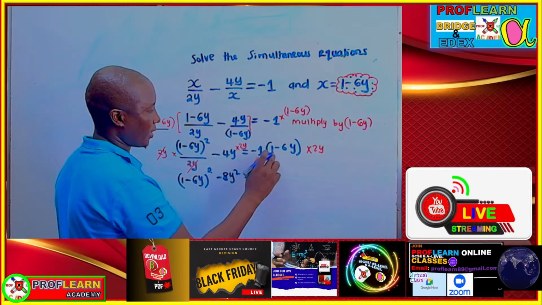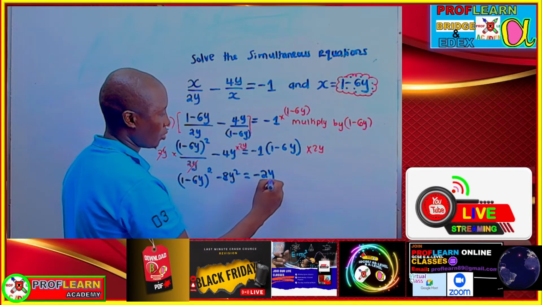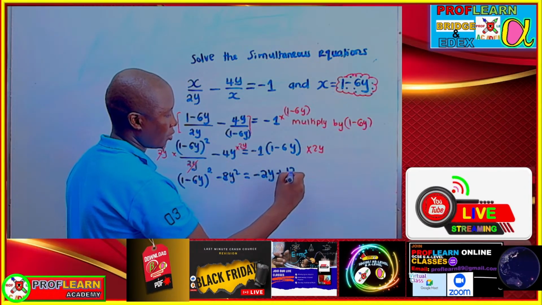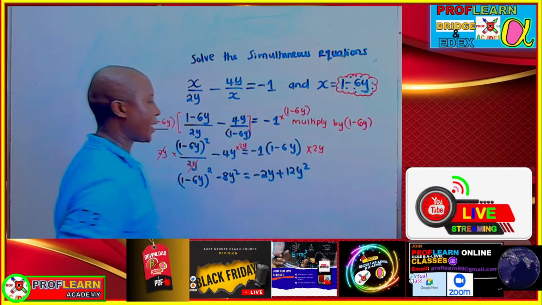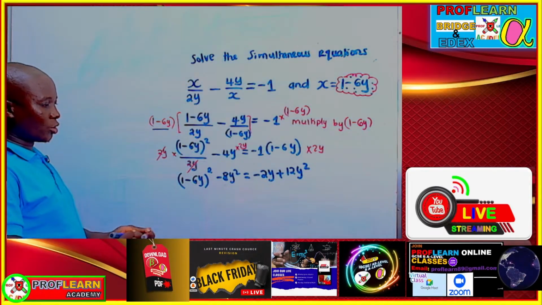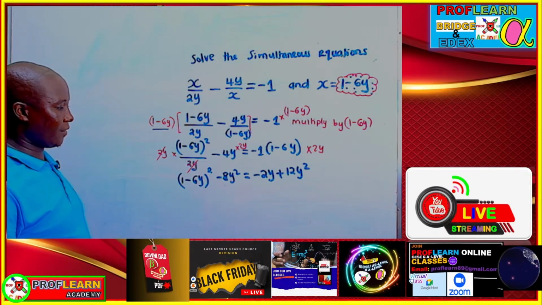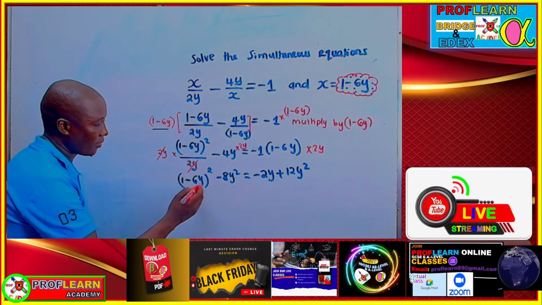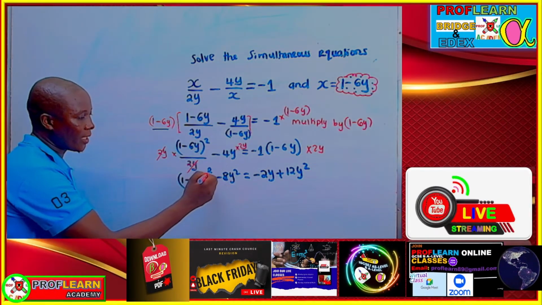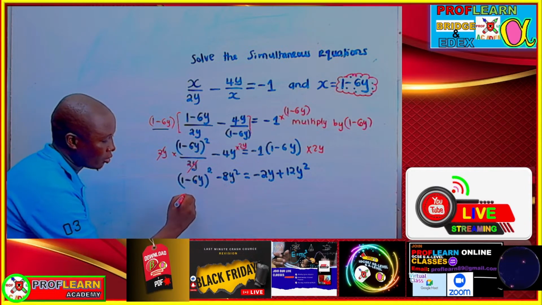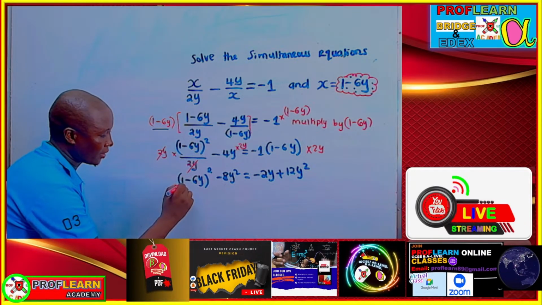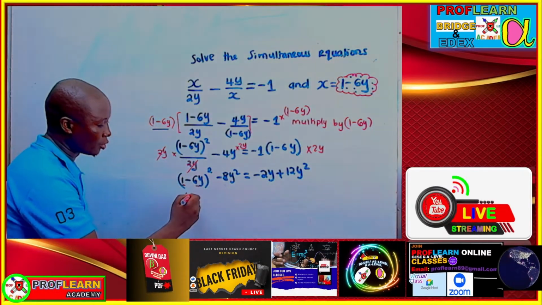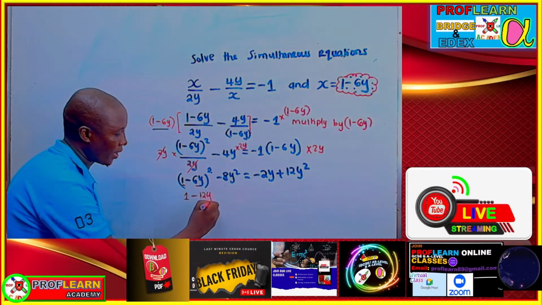So -2y times this will be minus 2y. -2y times this one will be positive 12y squared at that point. So next we are going to expand this part that we have. Whenever you are squaring, expanding an expression like this, square the first term, and that is going to be 1. Multiply the first term here and this one. What's the answer? That will be minus 6 times 2. It will be minus 12y.